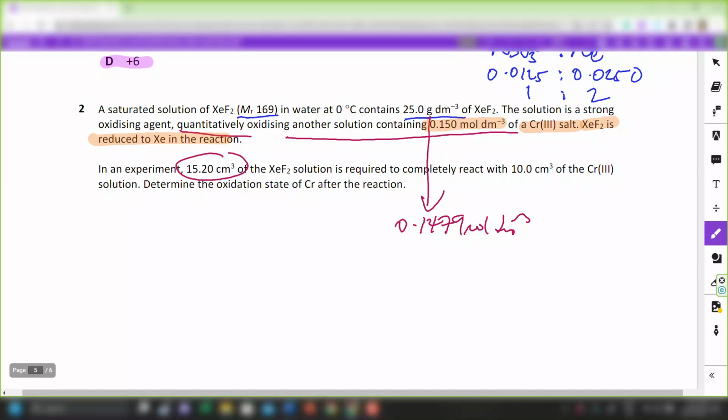So based on this, I'm going to calculate the number of moles of xenon difluoride here. Okay, so I can just perform a simple calculation. So that will be 0.0152 multiplied by 25.0 divided by 169. Let me just punch the calculator. I'm going to end up with 2.249. Okay, so I'm just going to write it out.